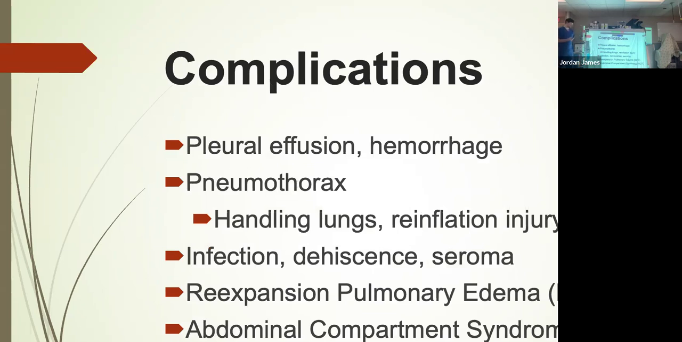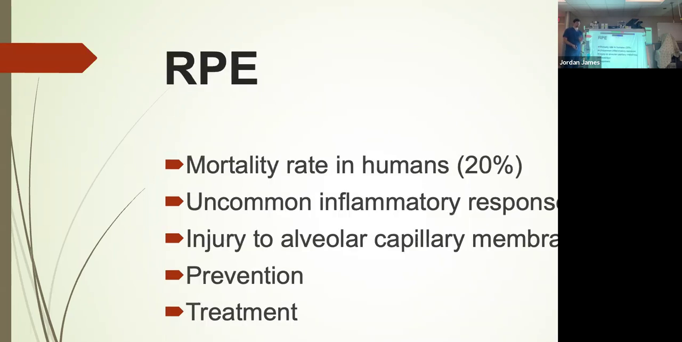So with pleural effusion, hemorrhage, pneumothorax, like we just talked about, a lot of times it can be reinflation injury as well as trauma to the lung lobes when you're manipulating those organs. So things to monitor for after the procedure: how they're breathing, infection, dehiscence, seroma, that's with any procedure. But dealing with more chronic cases, there's two specific complications that can happen. One of them is reperfusion pulmonary edema, as well as abdominal compartment syndrome. So we'll talk a little bit more about those.